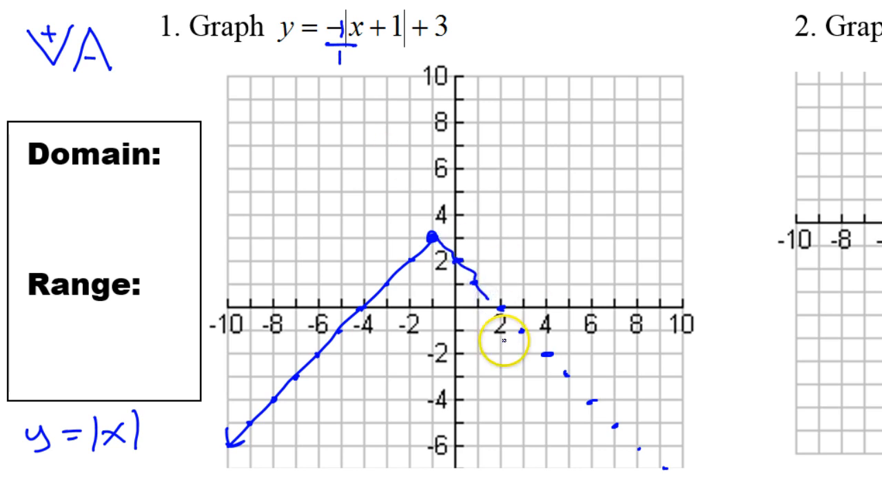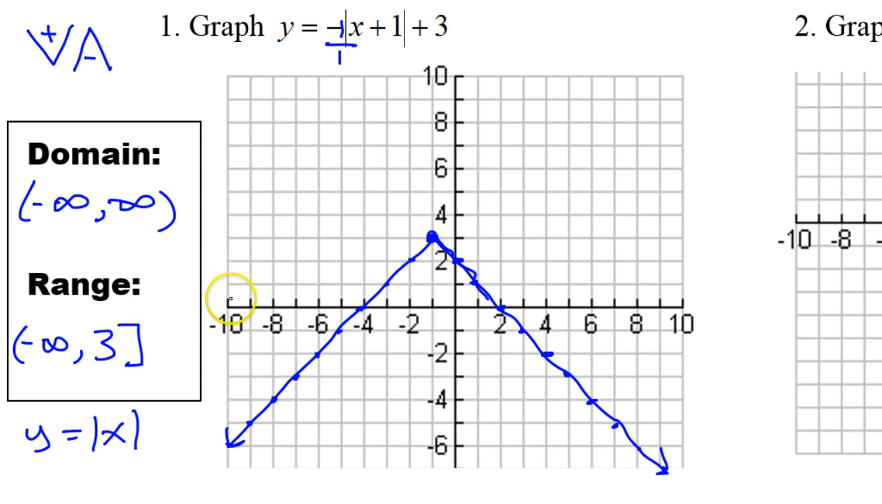Oh man, this is hard to draw with an electronic pen. Let me try it this way. All right, good enough. Now the domain, this goes left forever and right forever. So negative infinity to positive infinity. The range is the y values from bottom to top. Now this graph goes down forever, so I'm going to start with a negative infinity. But it doesn't go up forever. The highest value is a y value of 3, which is included, so we'll use a bracket. So that's how you do number 1.